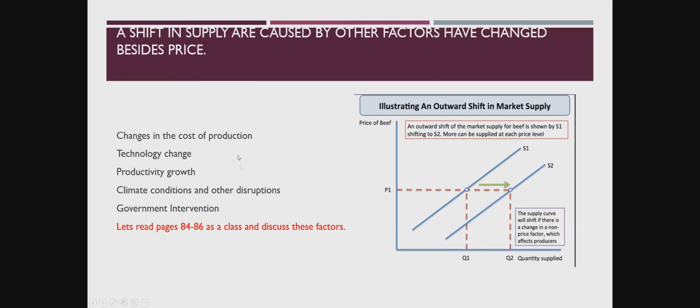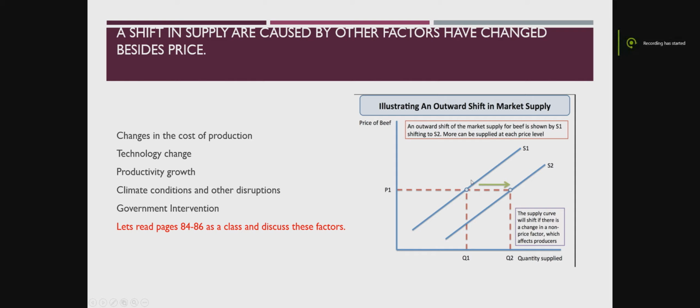Some factors we've got here are changes in the cost of production, changes in technology, productivity growth, climate conditions and other disruptions, and government intervention. We'll look closely at each one of these very shortly.